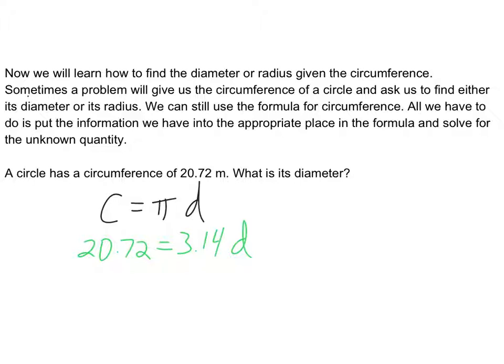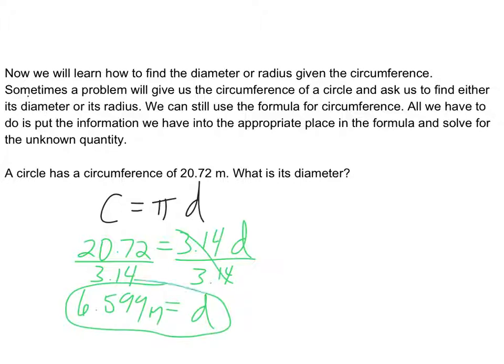I want to get d by itself, so I have to divide by what's in front of it. Now if I divide both sides by that 3.14, d is by itself on the right, and if I type in 20.72 divided by 3.14, I get that my answer is about 6.599 meters. So right below 6.6 meters for our diameter.